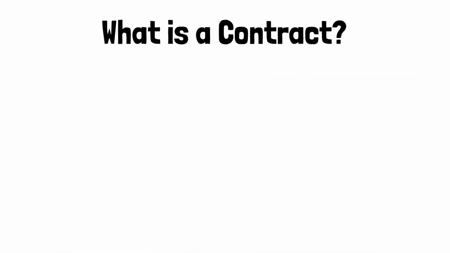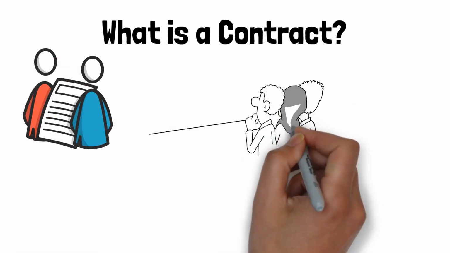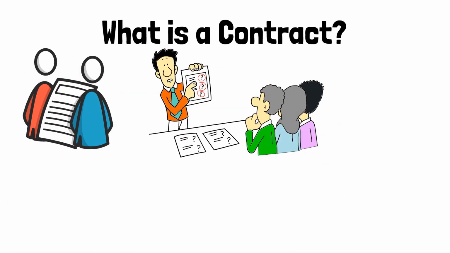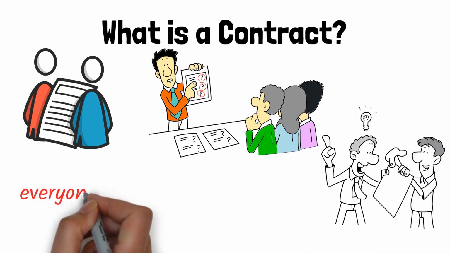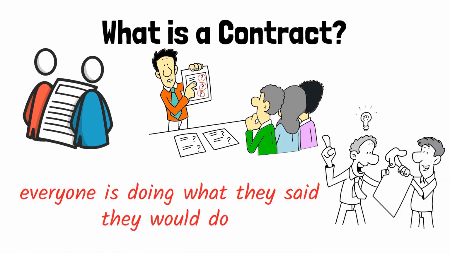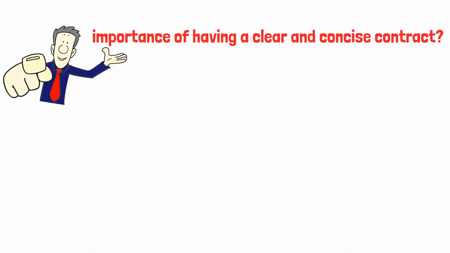What is a contract? A contract is an agreement between two or more parties that sets out what each party must do. It is important to understand the agreement's details and ensure everyone is doing what they said they would do. Are you aware of the importance of having a clear and concise contract?